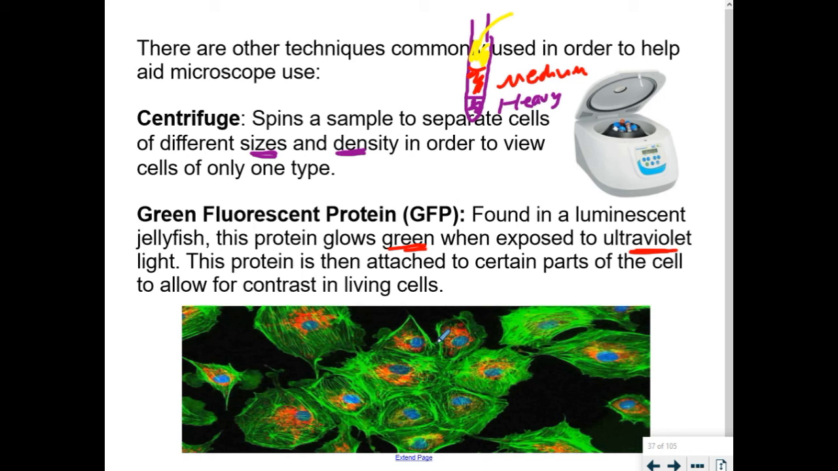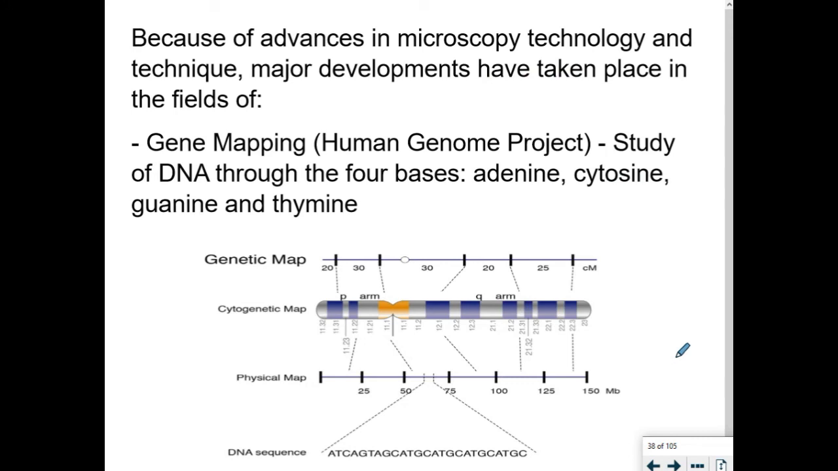Because what do you have to do with the stain? The stain needs the cell membrane to be dead, otherwise the stain won't go inside. These proteins can be attached to the surface of the cells, and it doesn't actually have to kill them. So it allows for contrast in living cells. Really cool advent, based on basically taking jellyfish DNA and adding it to the cells you're looking at. Sweet, eh? All right, last couple of slides.